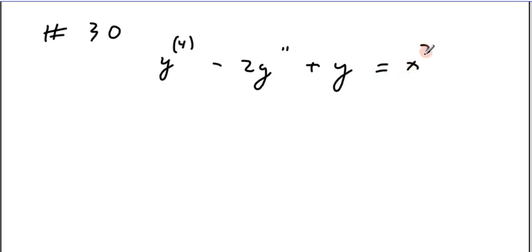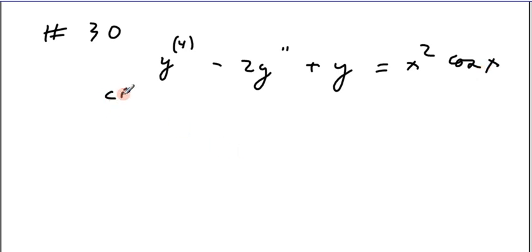Number 30. y to the 4th derivative minus 2y double prime plus y is equal to x squared cosine x. Okay, reading the instructions for number 30, it says set up the appropriate form of a particular solution, but do not determine the values of the coefficients. Okay, so that makes the problem relatively easy, I suppose.